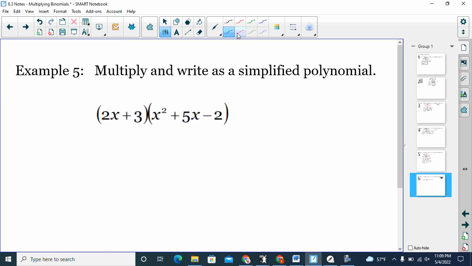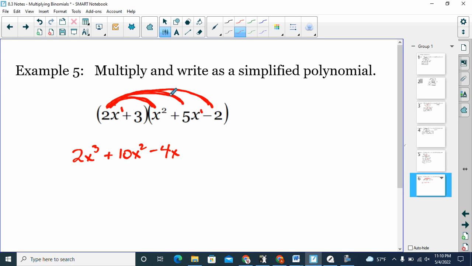So we are going to start with our first term, 2x, and we're going to multiply it by each of these, one at a time. And notice I have 3 of them to multiply it by this time. So I've got 2x times x squared. When I multiply, I add up the exponents, so I get 2x to the third. Now I need to do 2x times the middle one, 2x times 5x, gives me 10x squared. Again, I'm adding up my exponents, 1 plus 1. And then I need to do 2x times negative 2.